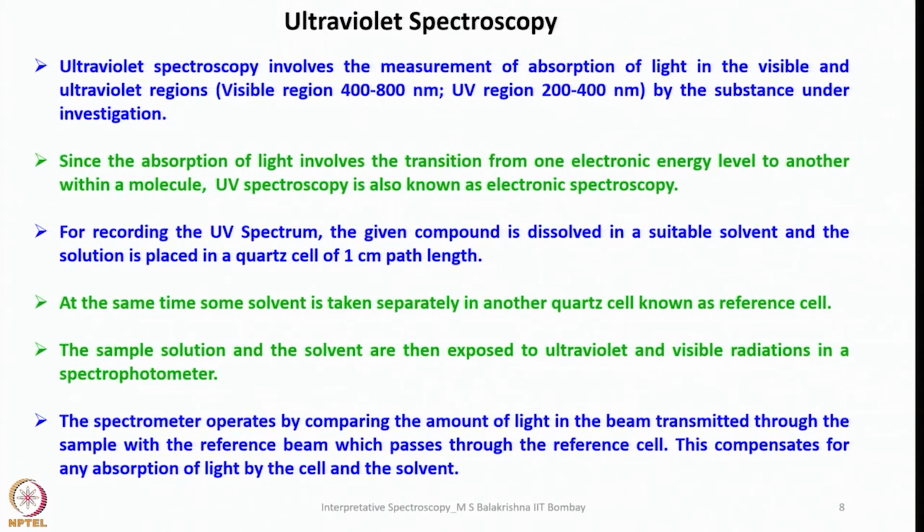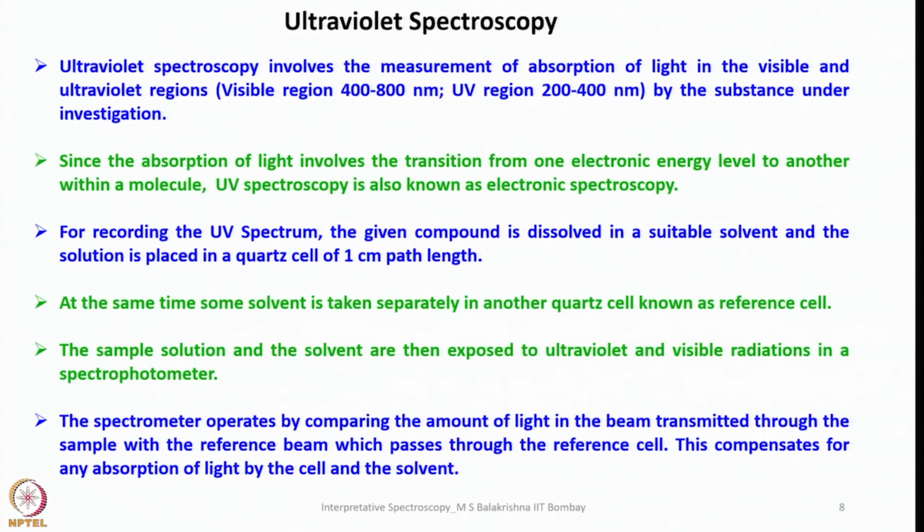What we should do to get a spectrum, that is, for recording the UV spectrum: the given compound is dissolved in a suitable solvent, and the solution is placed in a quartz cell of path 1 centimeter. We call it the path length. At the same time, the solvent is taken separately in another quartz cell, which is known as the reference cell.